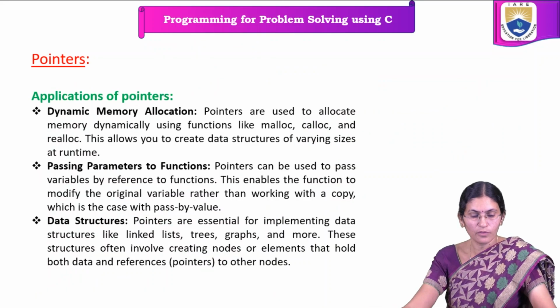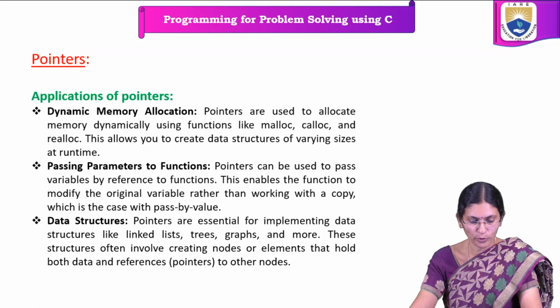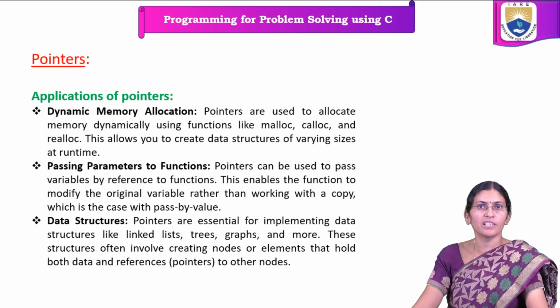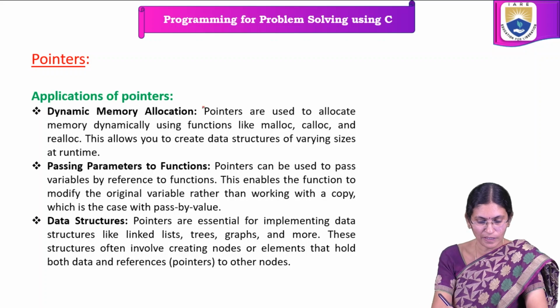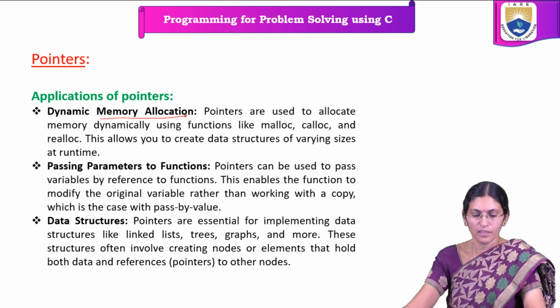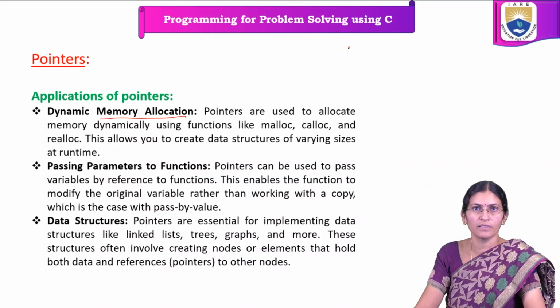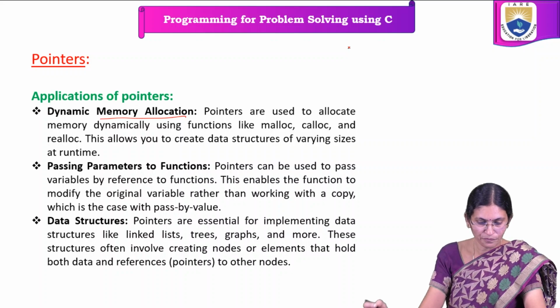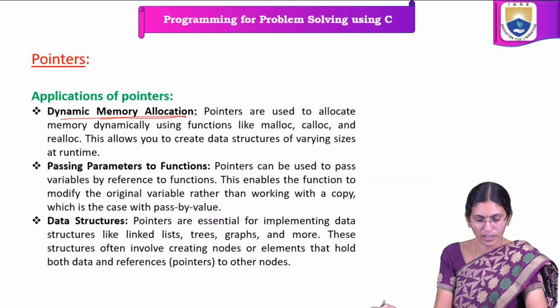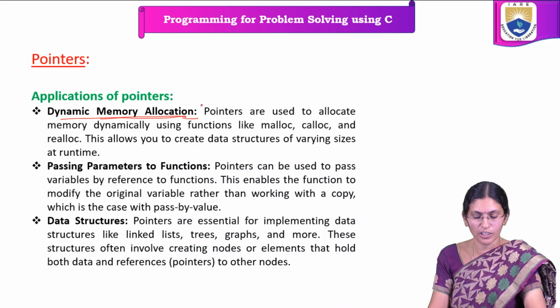So now we'll discuss the applications of pointers. What are the different applications of pointers? First one is dynamic memory allocation. Generally, pointers are used for dynamic memory allocation. In this way, memory wastage can be avoided. Instead of allocating the memory at compile time, we can allocate the memory during runtime also. That is the concept of dynamic memory allocation. In detail, we'll see about this concept in our coming video lectures.